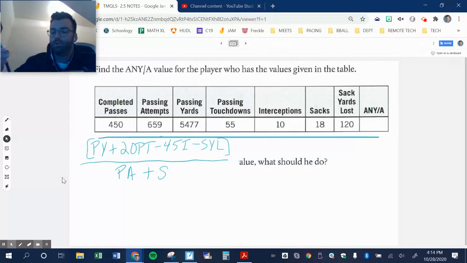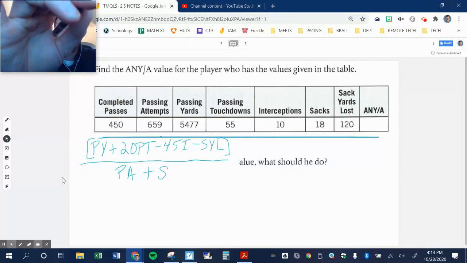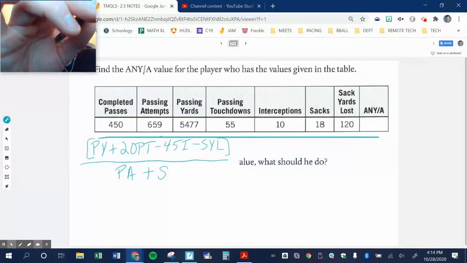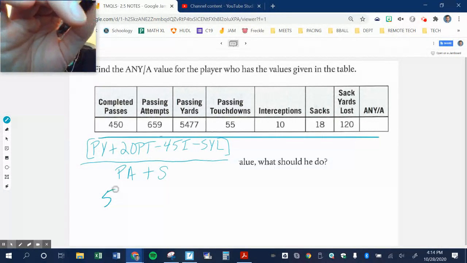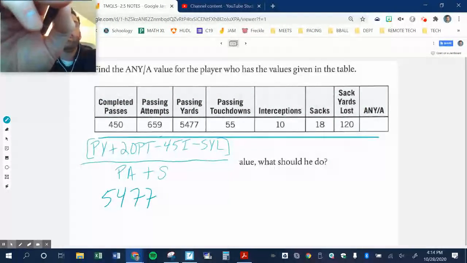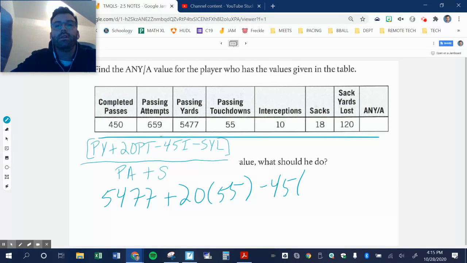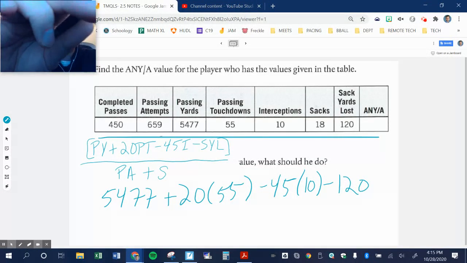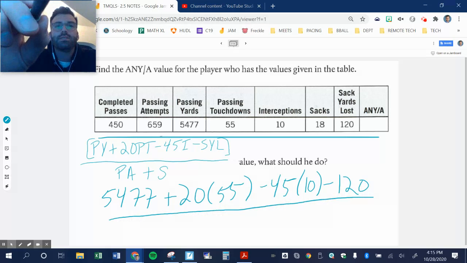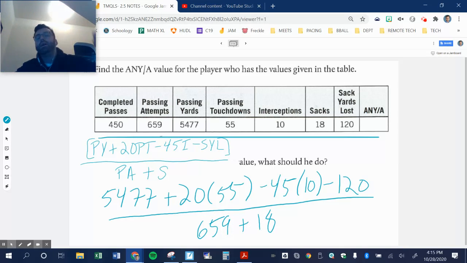All right, we're back. So let's plug everything in. PY was passing yards, which is 4,477, plus 20 times the passing touchdowns, which was 55, minus 45 times the interceptions, which is 10, minus sack yards lost, which is 120, all over pass attempts plus sacks. Passing attempts is 659 plus the number of sacks, which is 18.